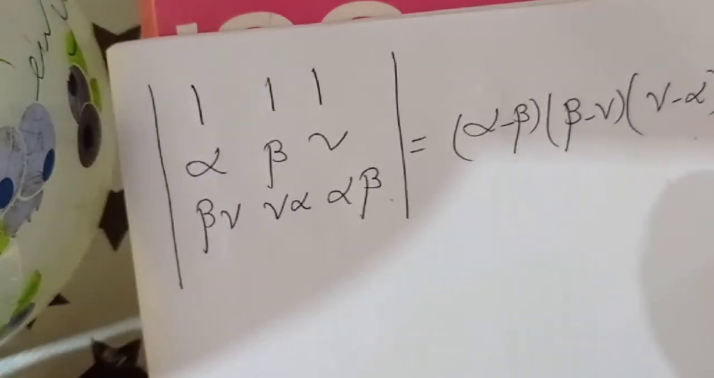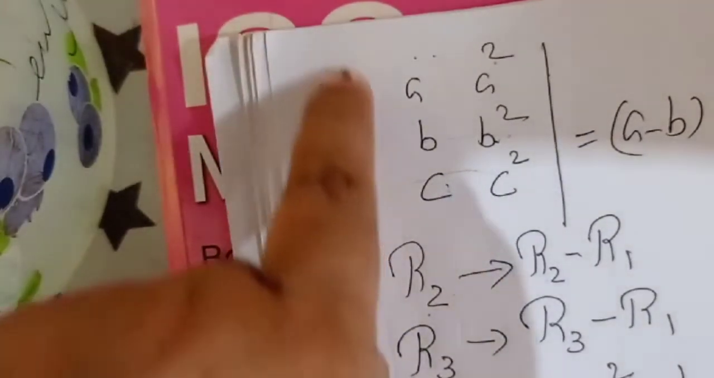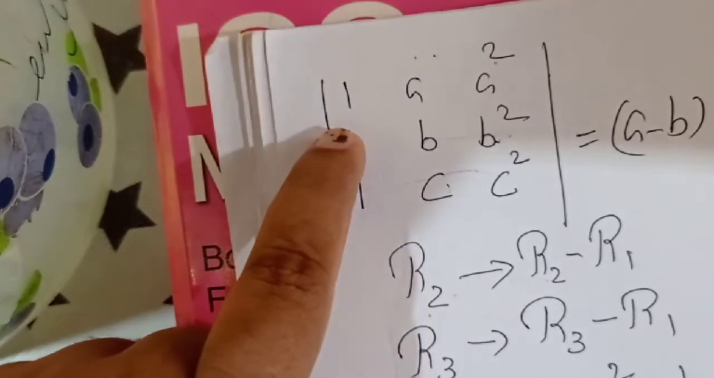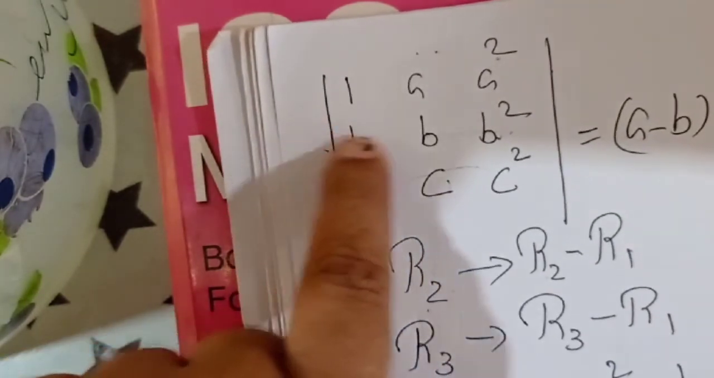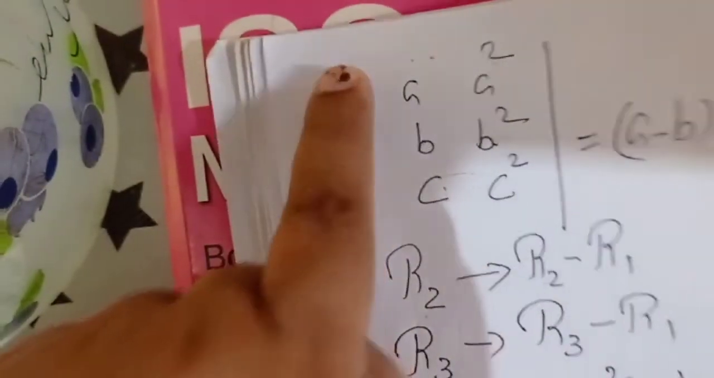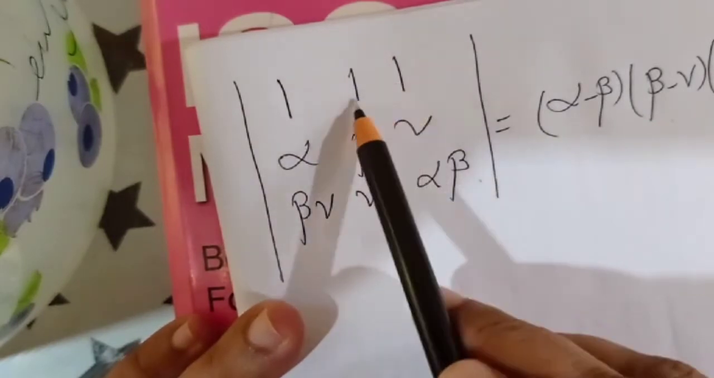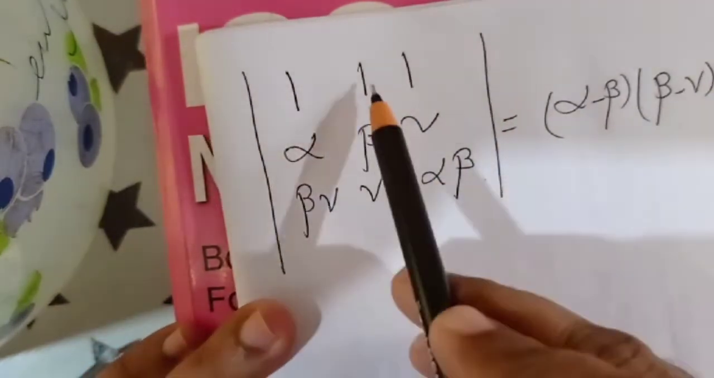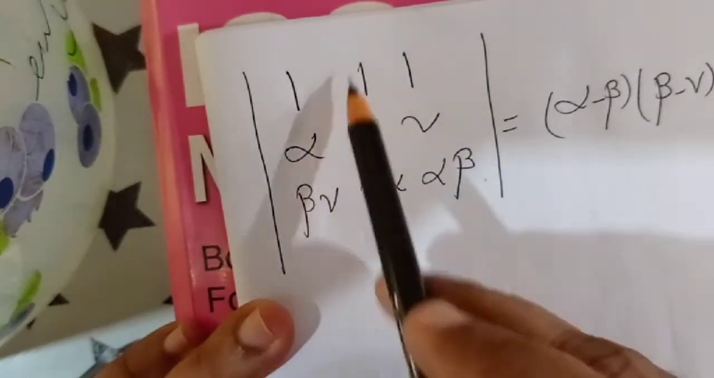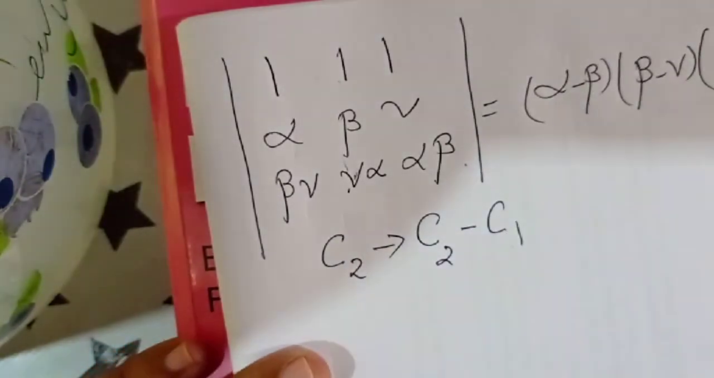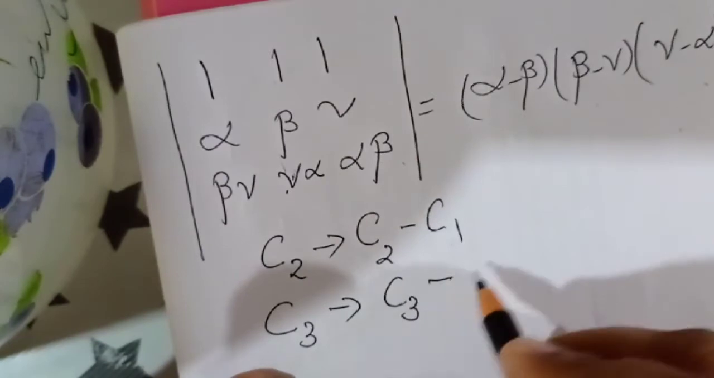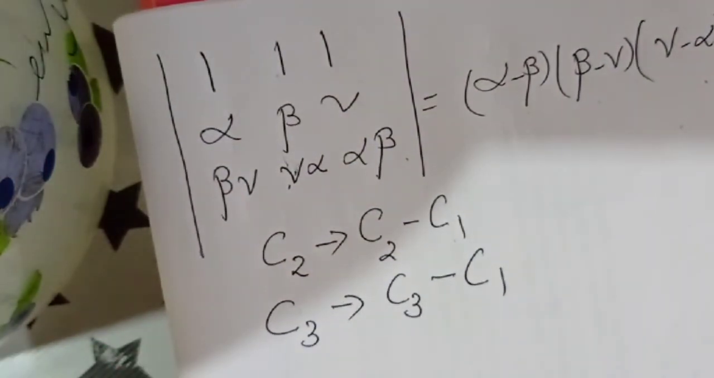Finished? Now listen. In the previous question, 1, 1, 1 is in the first column. Therefore, always our aim is to make the second one and third one 0. Then only the expansion will be easy. Therefore, here we make R2 changes to R2 minus R1 and R3 changes to R3 minus R1. But look here. Here these two ones change to 0. Here this one is in the second column. Therefore, I am going to write C2 changes to C2 minus C1 and C3 changes to C3 minus C1. Okay.